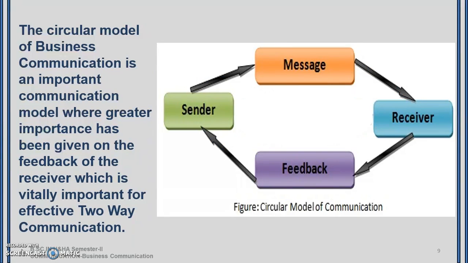First, I have taken the circular model of communication. You can see the components are sender, message, receiver, feedback, and you can visualize a circle. Circle means that there is no stopping, that it is moving continuously. How is it moving? The sender generates a message, the receiver receives the message. Now this receiver becomes the sender and sends feedback to the sender, and this process goes on till the receiver clearly understands the message in its original form. It is basically a two-way communication, and since there is a circular connection among the components of the communication process, it is known as the circular model of communication.